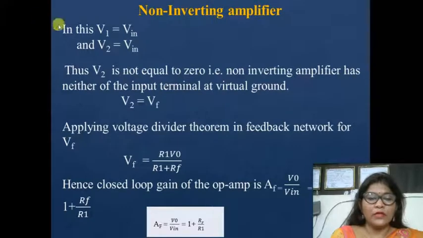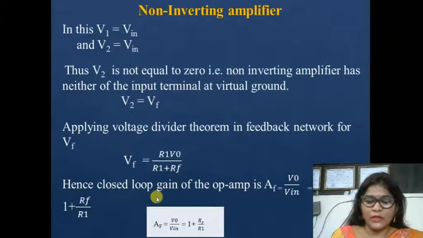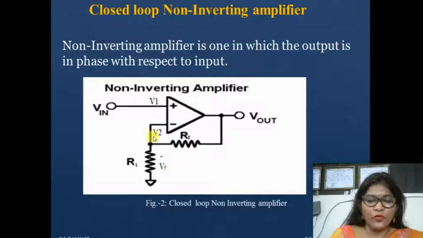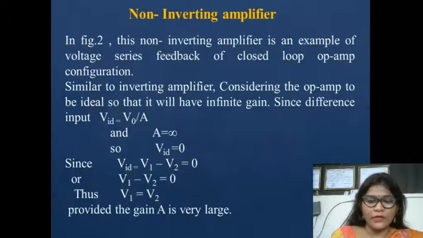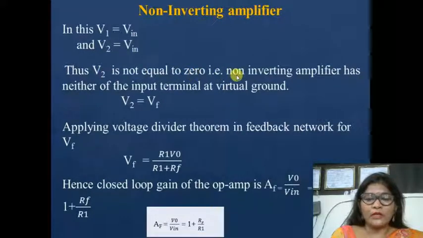So here V1 is equal to Vin, and V2 is also equal to Vin. Why is that? Because V1 is equal to V2, and in this diagram V1 is equal to Vin, so V2 is also equal to Vin. Therefore, V2 is not equal to 0. That means the non-inverting amplifier has neither of the input terminals at virtual ground. Therefore, V2 is equal to Vf.